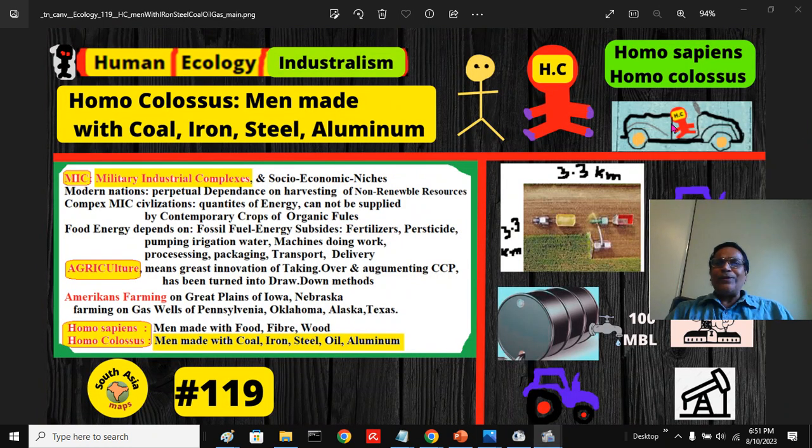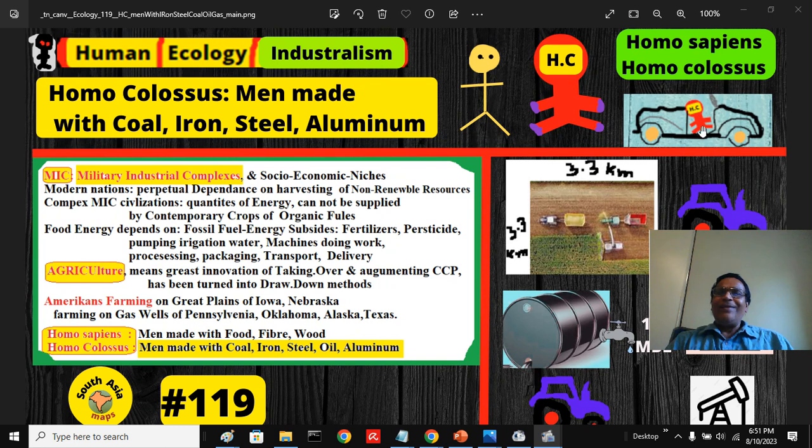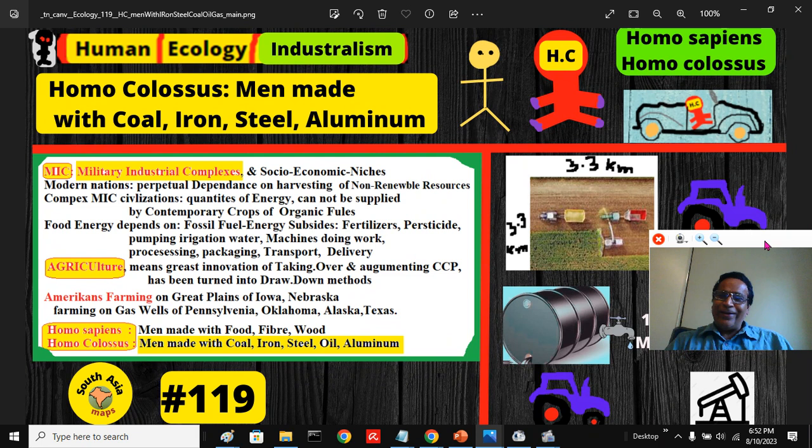So this is Homo Colossus. How you define it is very easy. This is a Homo Colossus. Let's say he weighs 80 kilograms, but he is driven by a 2000 or 3000 kilogram automobile. So he is a very big, colossal, resource demanding, resource consuming human being.